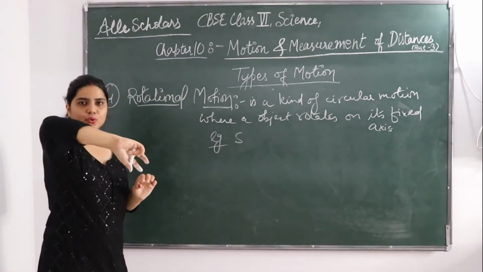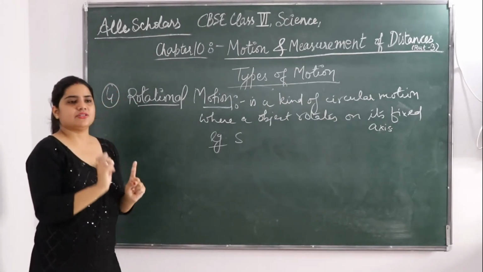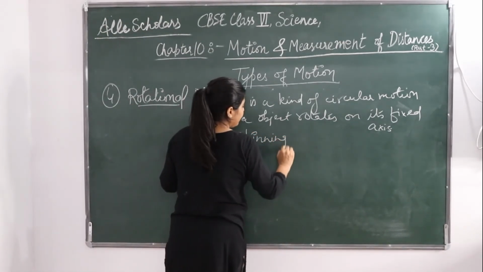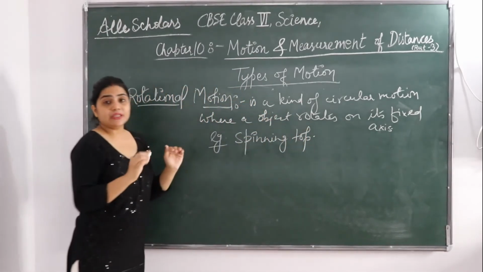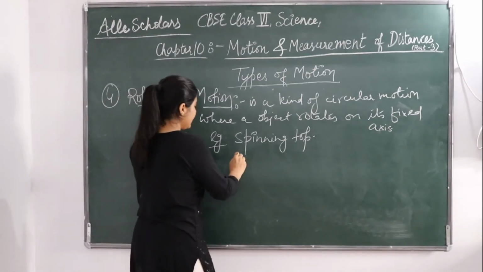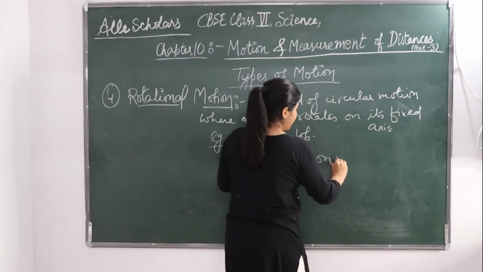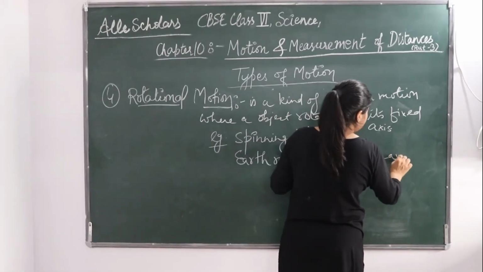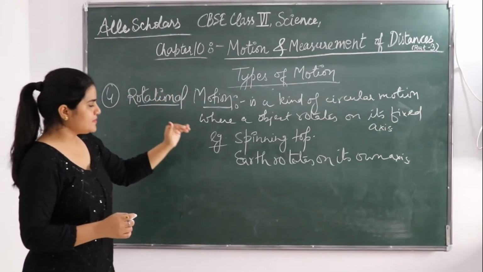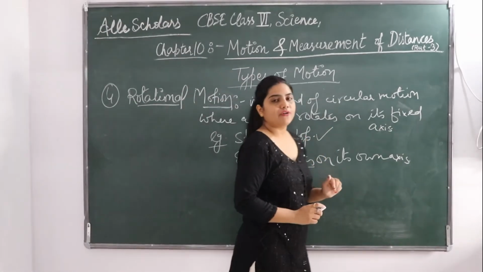The example is a spinning top. You must have seen a top, you spin it like this, and its axis is fixed; on that axis the top spins. So a spinning top is the best example of this. Even the earth rotates on its axis. The earth rotates on its one axis, okay? It's also a very good example. So rotational motion is a kind of circular motion where an object rotates on its fixed axis. Examples are the spinning top and the rotation of the earth.